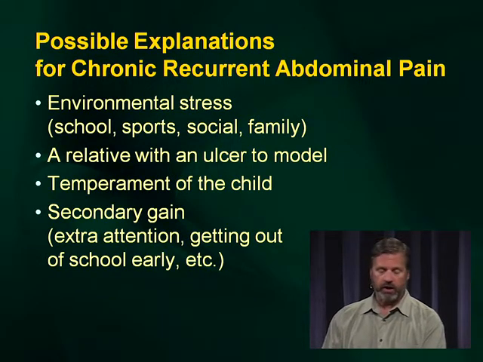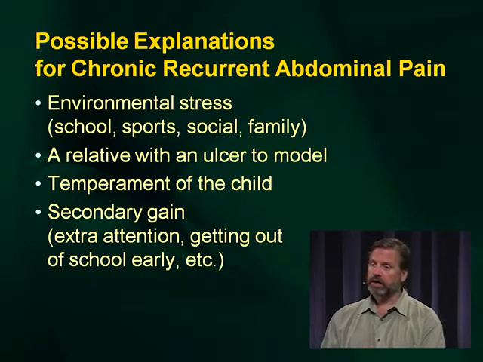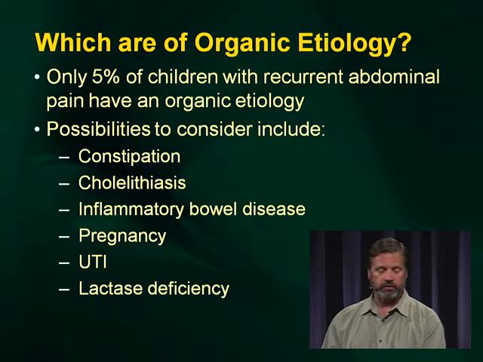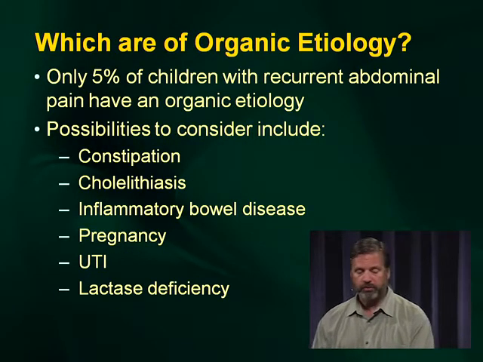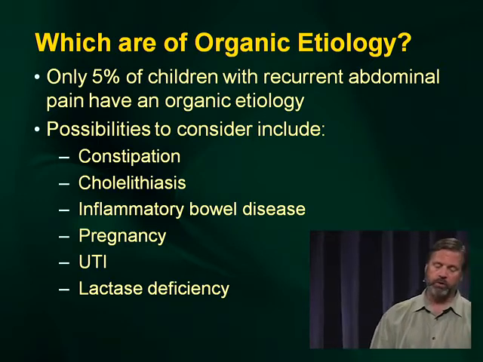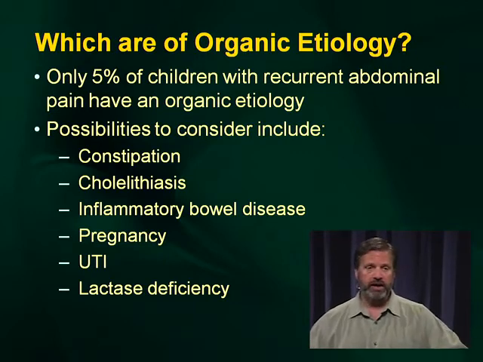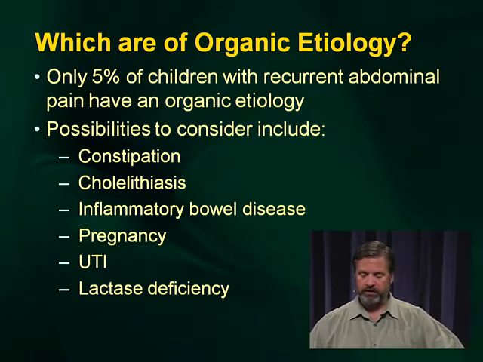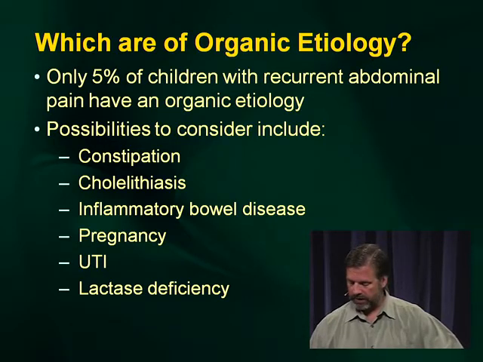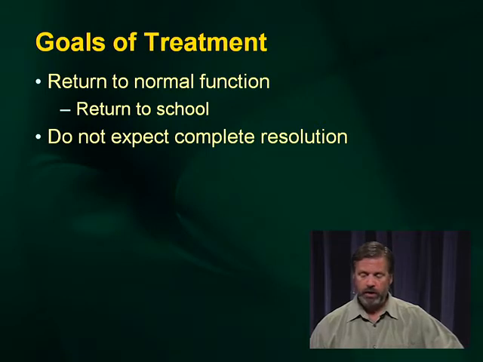Possible explanations: we already talked about stresses at school, a relative with a model. Some kids just have a temperament that when they get stressed out, they get abdominal pain. There could be secondary gain, getting additional attention, getting out of school early and such. But only 5% of children with recurrent abdominal pain are going to have an organic etiology. And those that are most common: constipation, cholelithiasis, gallstones, inflammatory bowel disease, pregnancy, always worth considering in an older child, UTI or lactase deficiency.